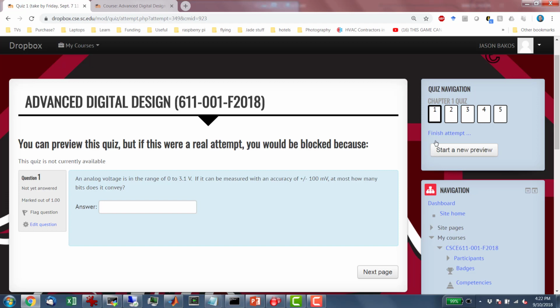Right. So if you had 0 to 31 with an increment of 1, or 0 to 3.1 with an increment of 0.1, there's still 32 unique values there. And then you take the log base 2 of 32.